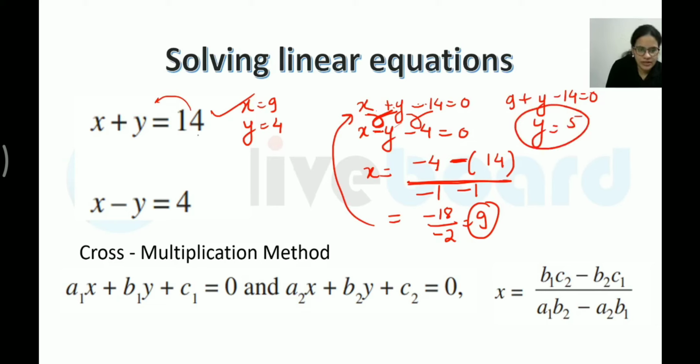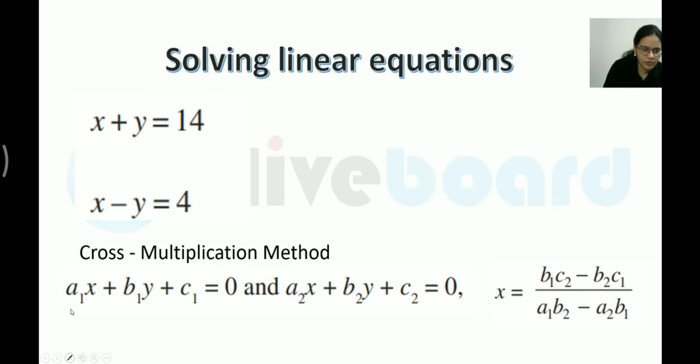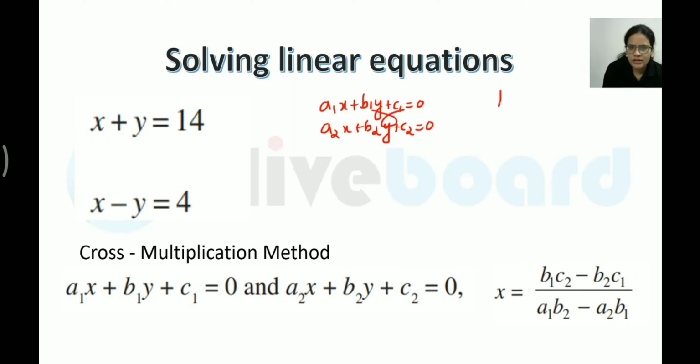If I am talking about this generally, let me write down the general formula so that it becomes more clear to you. A1x plus b1y plus c1, this is equal to 0. A2x plus b2y plus c2, this is equal to 0. So what you have to write? The numerator is b1 c2 minus b2 c1, divided by the denominator, that is a1 b2 minus a2 b1.